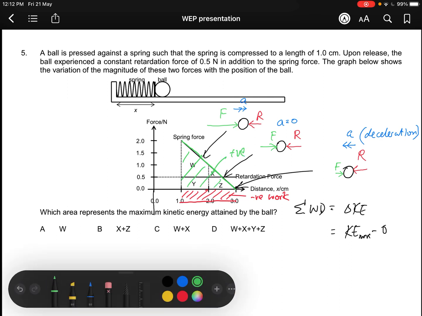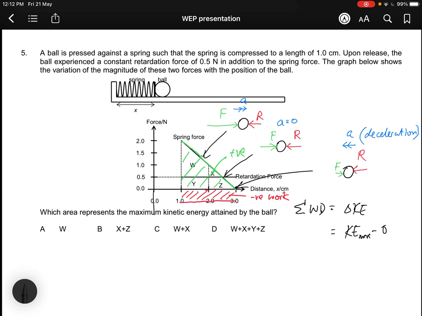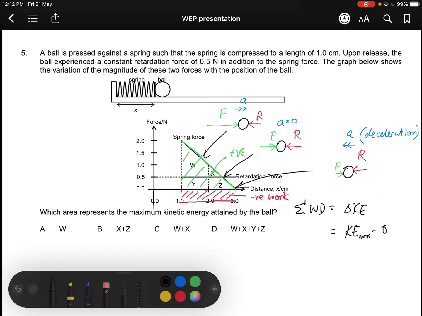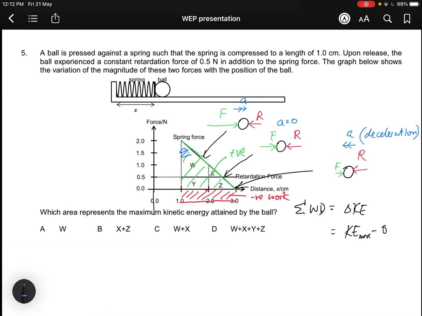So this sum of work done will be equal to, you can think about it as, the area that is just here. Because it's the green color area taking out the red color area. So it's just the blue color segment. So it will be W plus X.